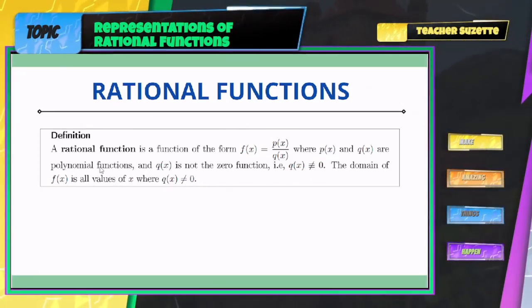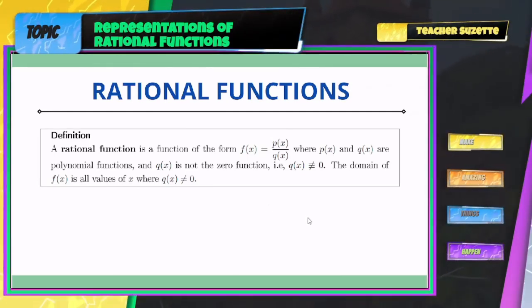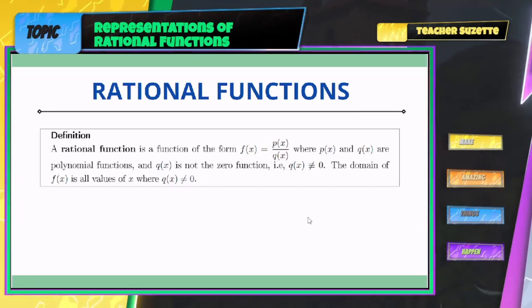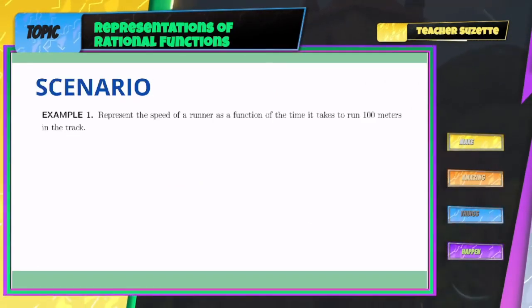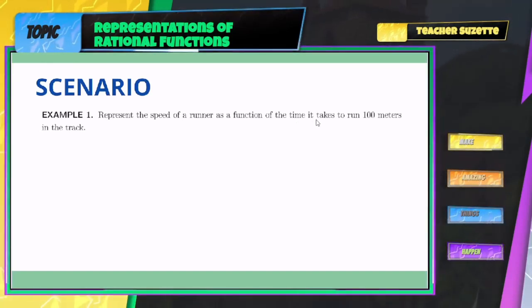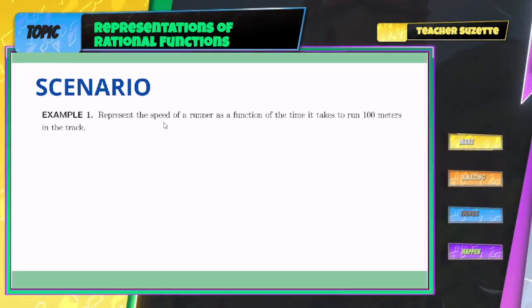So again, take note of our definition for a rational function. It is just a polynomial divided by another polynomial function. Now let's have our first scenario. Let's represent the speed of a runner as a function of the time it takes to run 100 meters in the track. So we are going to represent a function, particularly speed.